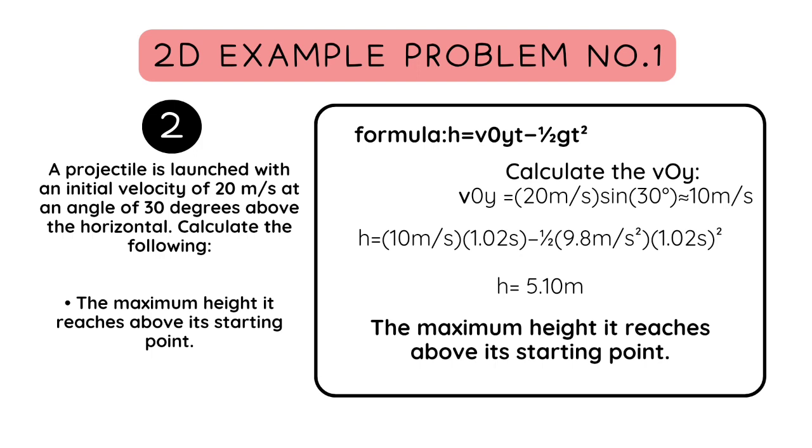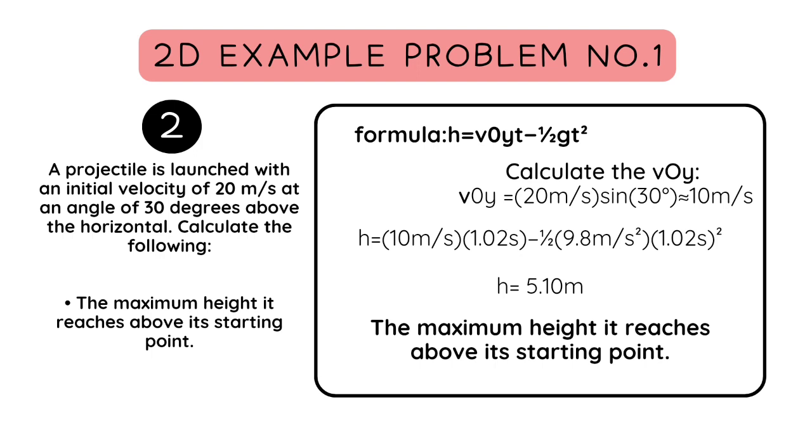To find the maximum height, we can use the following kinematic equation. Height is equal to V0y times t minus 1/2 g t squared, where h is height. It is what we want to find. V0y is the initial vertical velocity. It is calculated from V0 and theta. t is the time, it is 1.02 seconds.